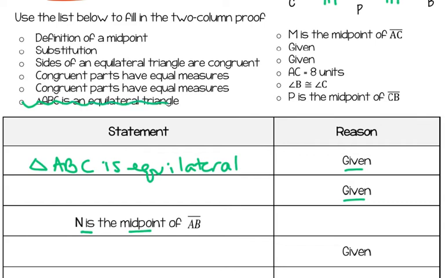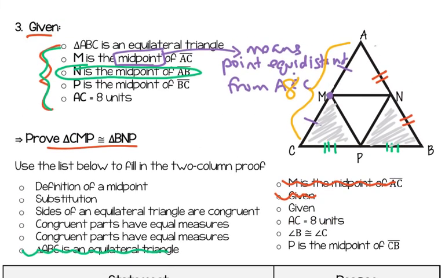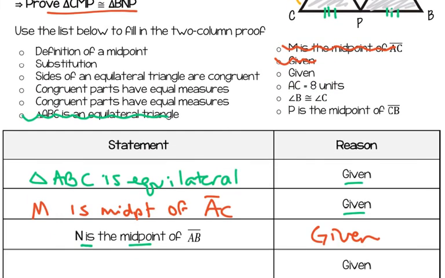And then the next given was M is the midpoint of AC, and so that was another given. And then it says N is the midpoint of AB, so how do I know that? Well, because it was given, so I'm going to use given. And then I've got another place to put given, so what was the other given? The other given was that AC is 8 units. Oh, no, wait, I skipped one. The other given was that P is the midpoint of BC.